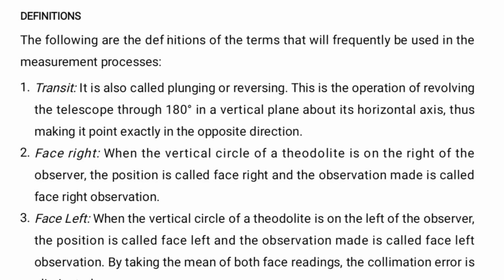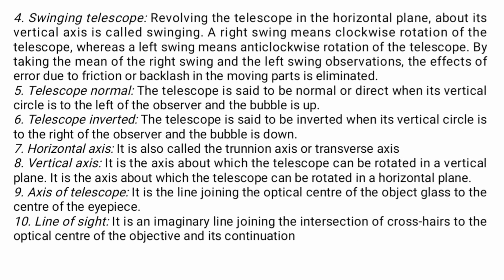Face right. When the vertical circle of the theodolite is on the right of the observer, the position is called face right, and the observation made is called face right observation. Face left. When the vertical circle of the theodolite is on the left of the observer, the position is called face left, and the observation made is called face left observation. Swinging the telescope. Revolving the telescope in the horizontal plane about its vertical axis is called swinging. A right swing means clockwise rotation of the telescope, whereas a left swing means anti-clockwise rotation of the telescope.